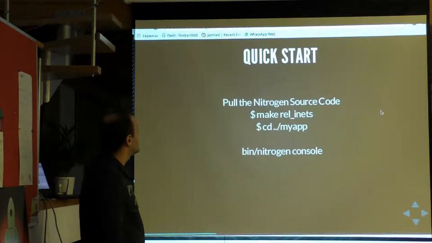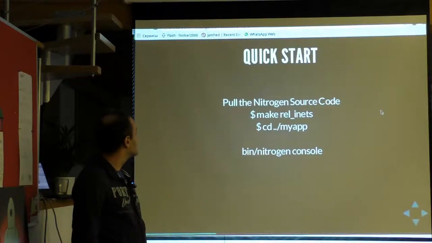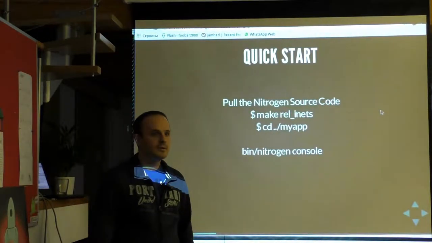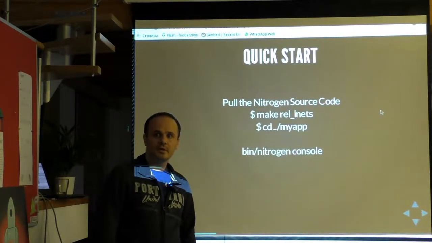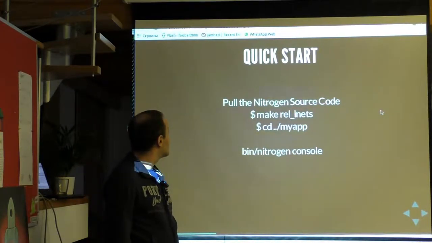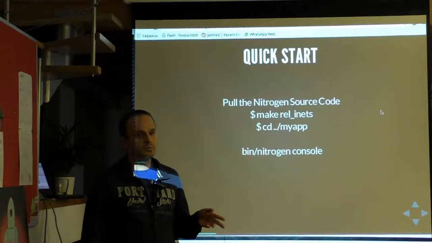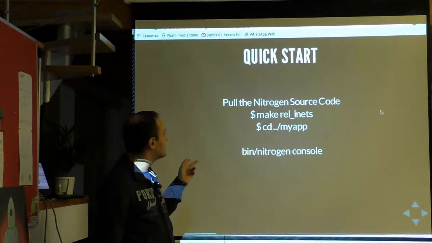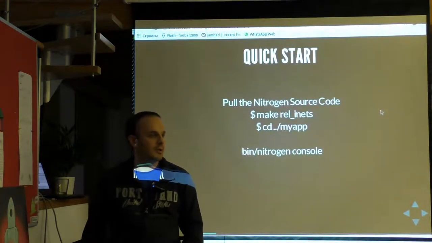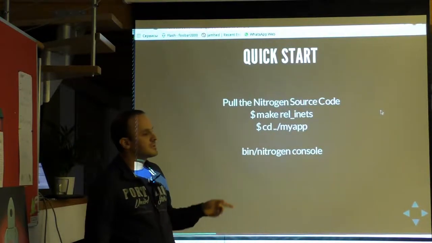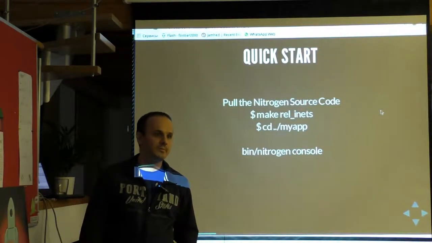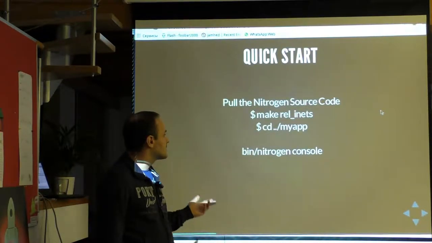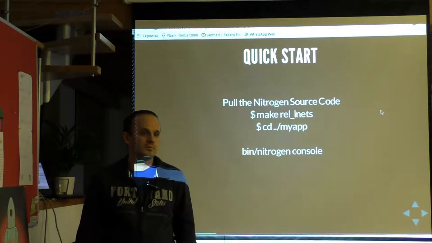So actually, the people at Nitrogen did some work to make it really easy. They have a presentation on their website describing how to start development with Nitrogen, and I found it quite easy. Basically, you need to pull the source code from the GitHub repository. Then you can create a sample application just like that. Make rel inets allows you to choose which web server to use, like I mentioned before. And then you just start your application, and basically everything should be working.